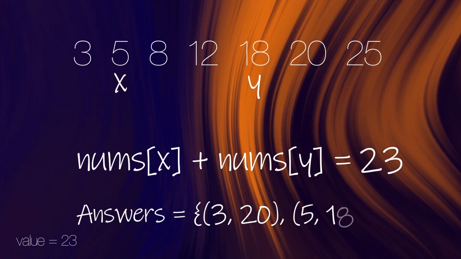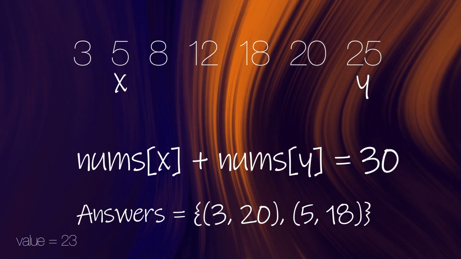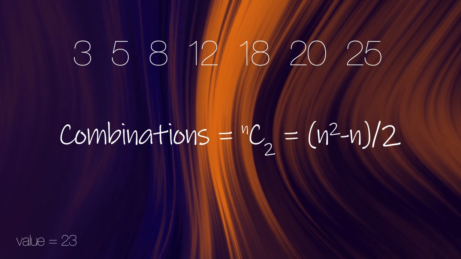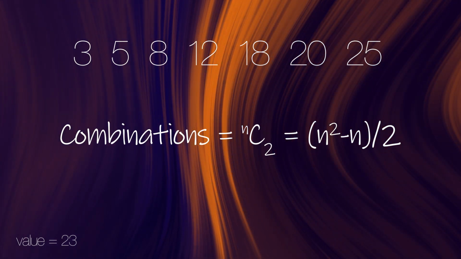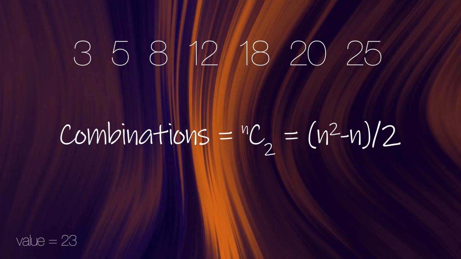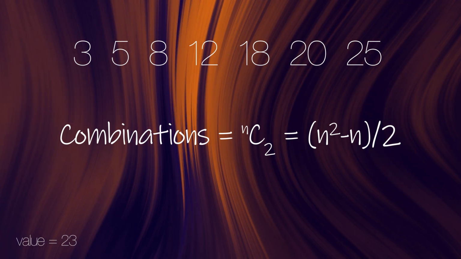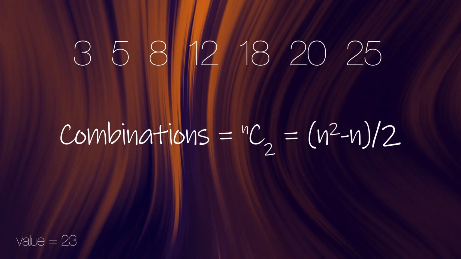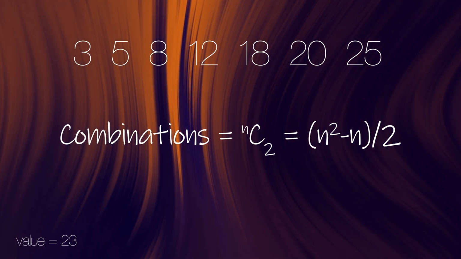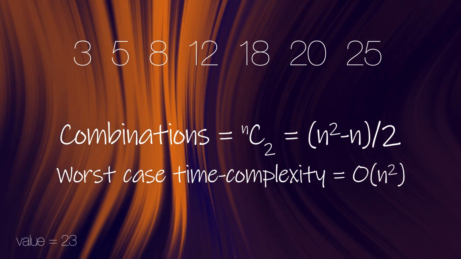Mathematically, there are nC2 combinations that are found here, simplifying which gives us a quadratic polynomial. This lets us set the range for what we call an asymptotic function. When the value of n is large in this function, n squared will have a greater influence on the entire function than simply minus n. Hence, we like to say that this algorithm has a worst case time complexity of big O of n squared.